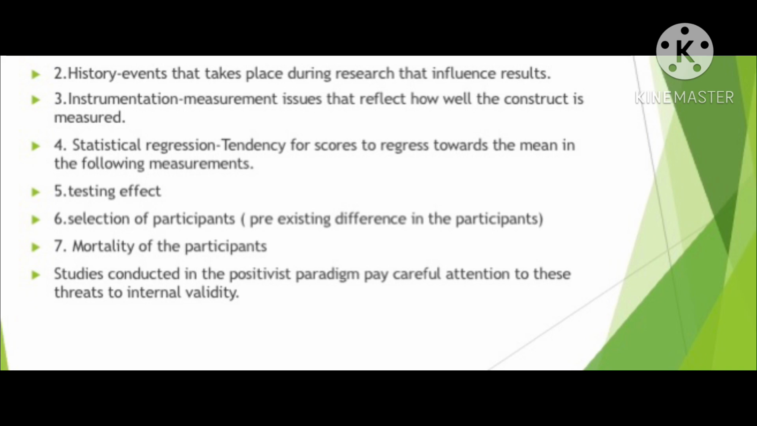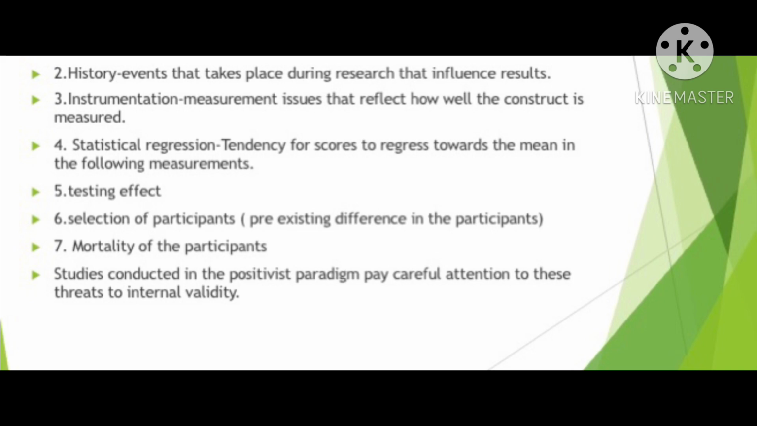The third one is instrumentation. The researcher is using many measurement techniques or tools, like a questionnaire or schedule. All these he is using to measure a construct or a psychological variable, maybe emotional intelligence. The difference in that instrumentation is also a threat to internal validity.